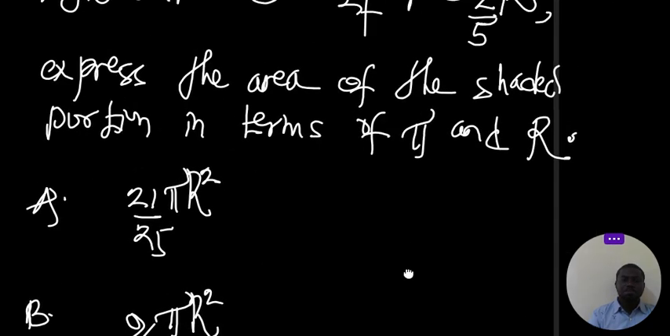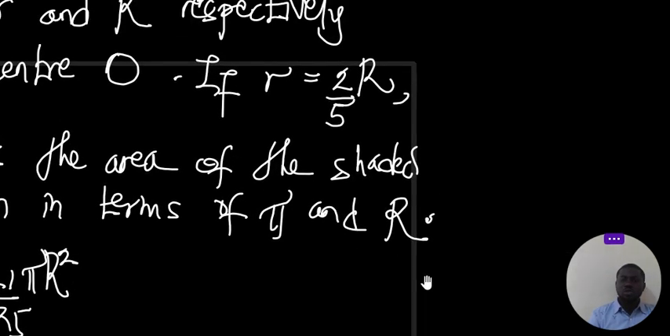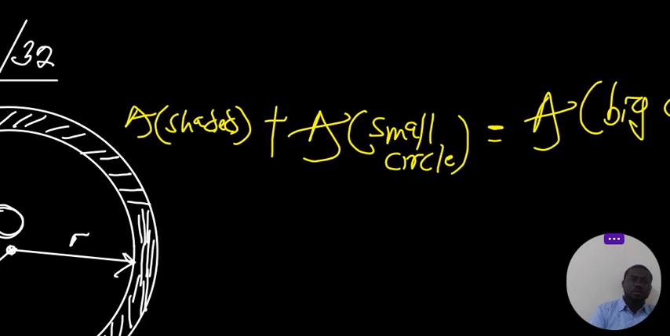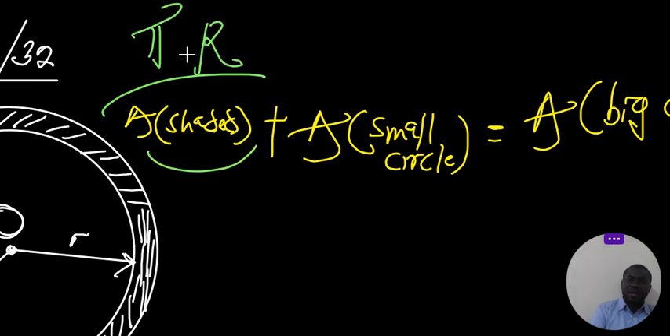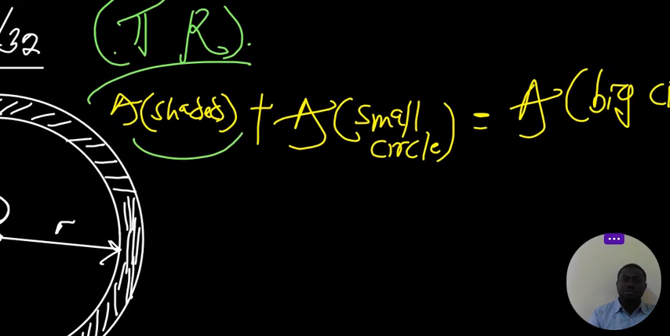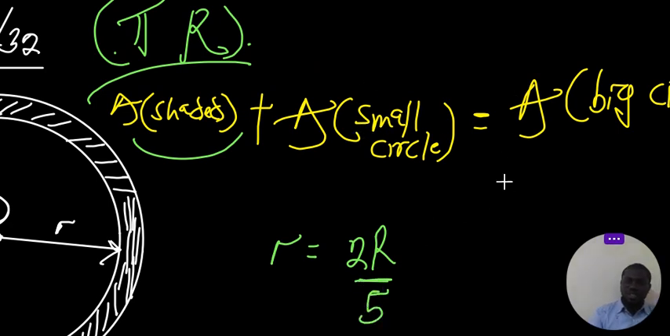Here are the options. We want to find the area of the shaded portion, but we only want to see pi and big R in the answer. So these are the only two parameters that should appear in our final answer. But there's also a very important relationship given. We're also given that small r equals 2 big R over 5. Let's write it again. Small r equals 2 big R over 5.